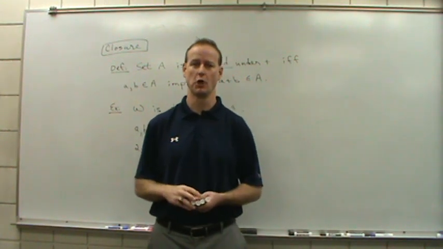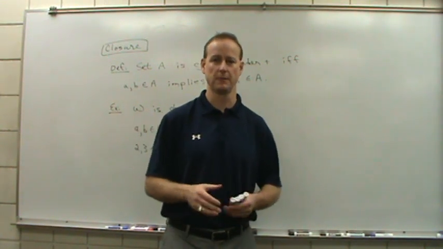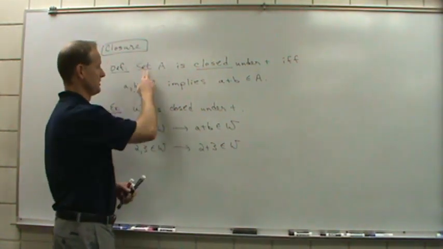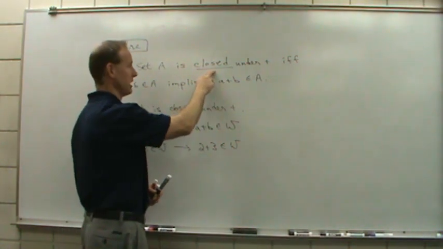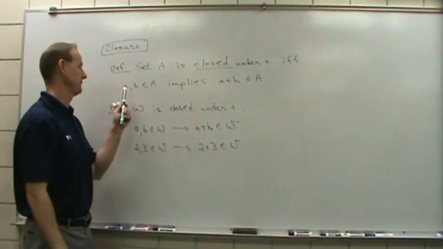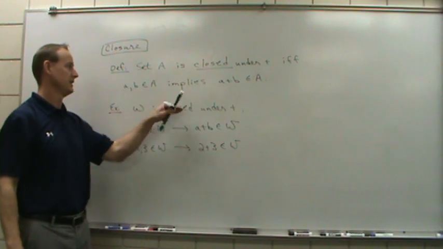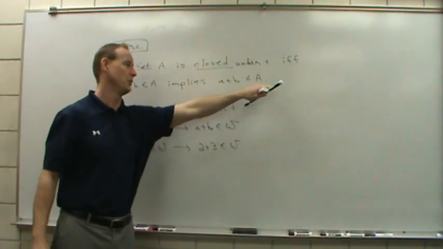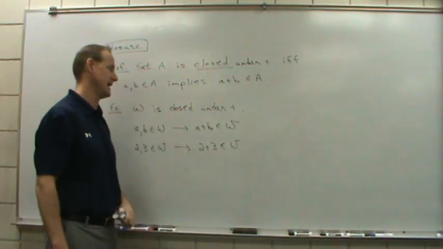Now let's take a look at closure. When we look at closure for an operation such as addition, what does that mean? Well, set A will be considered to be closed under that operation, in this case addition, if and only if any two elements of the set, when we do that operation to them, so in this case when we add them, will also be maintained in that set.